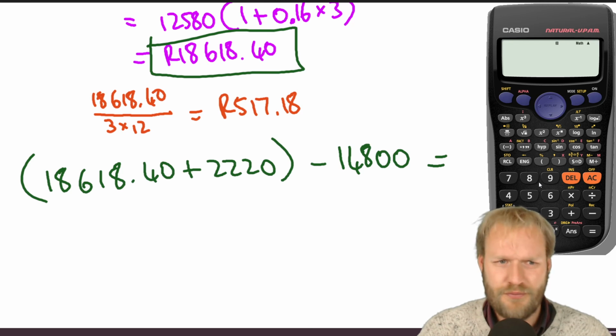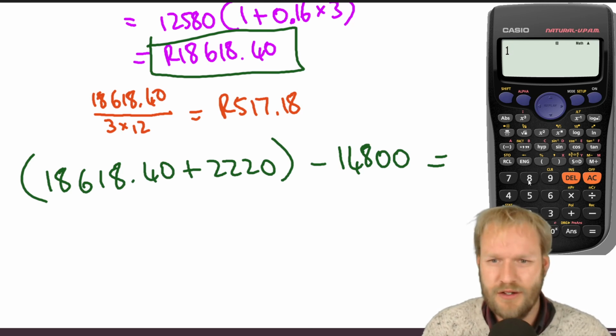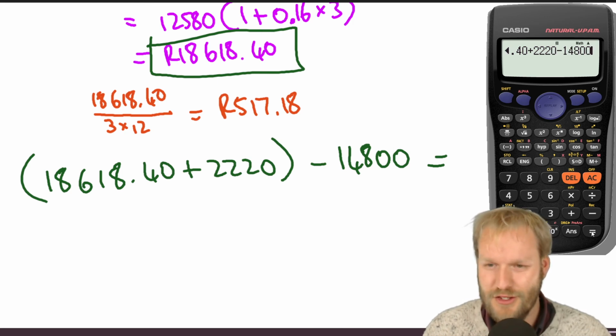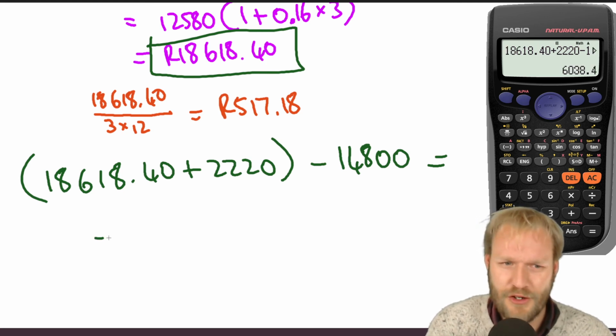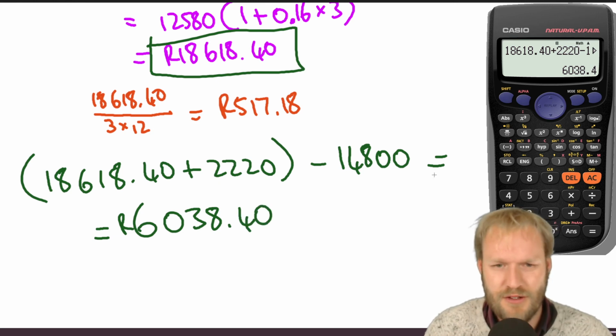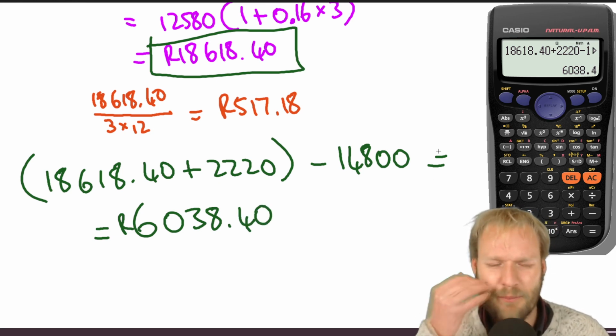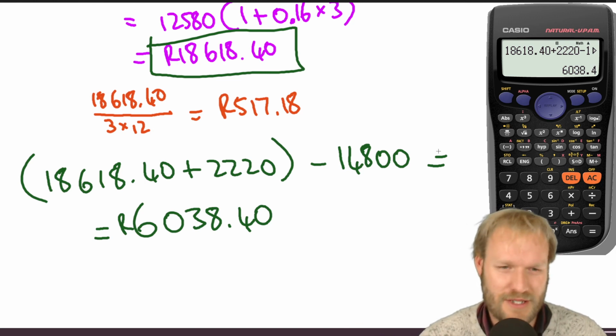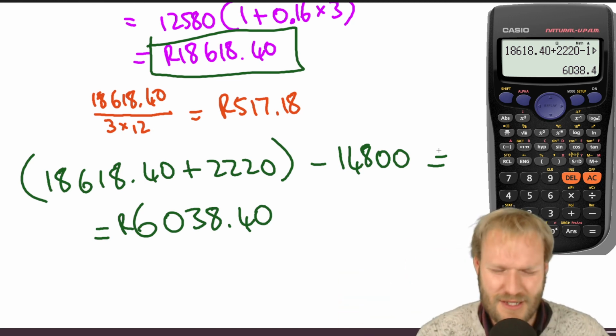Let's see. Go for it with me. I'm going to leave this playing and I'll ask you once I've put it in the calculator. Dot 40 plus 2220 minus 14,800. And the question is, what do you get? S to D. 6,038 Rand and 40 cents. So for this luxury of being able to borrow money to buy this and get the stereo straight away, you spend 6,000 Rand extra.